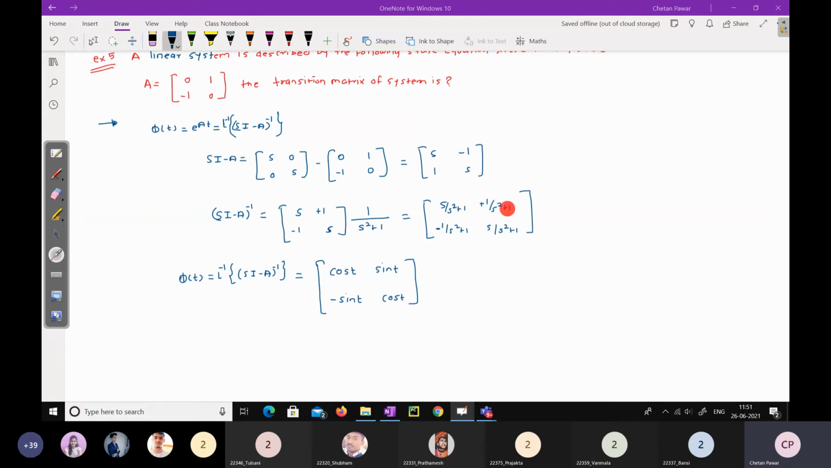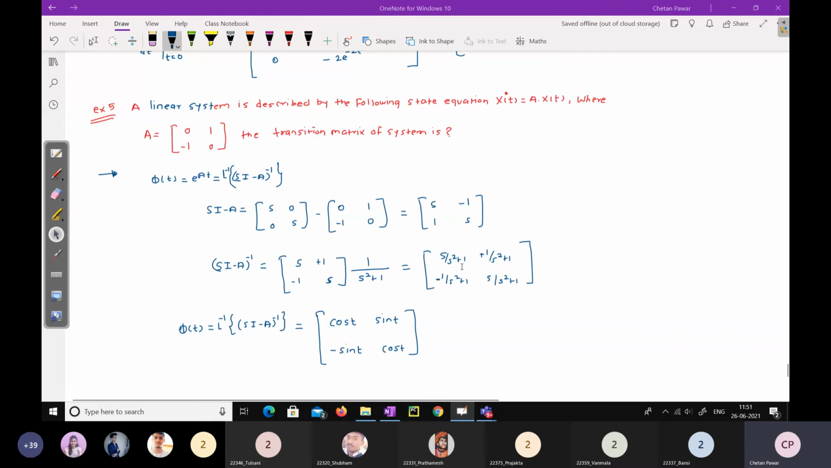1 upon s square plus 1. So this will be sin t, right? Similarly, this will be minus sin t and this will be cos t. So this will be what? The state transition matrix of the system. So we have just used the formula here, nothing special. Okay, I have just taken the inverse Laplace transform. So like this way, you can solve this example.